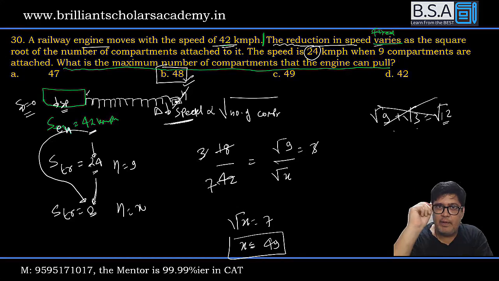Focus on the second part, because some of you will make this mistake in a hurry, when you're under pressure in the exam. You might consider the decrease in the speed from 24. Don't do that, it will go wrong. Decrease or change must happen from the reference value.